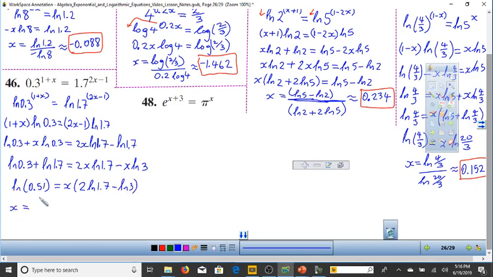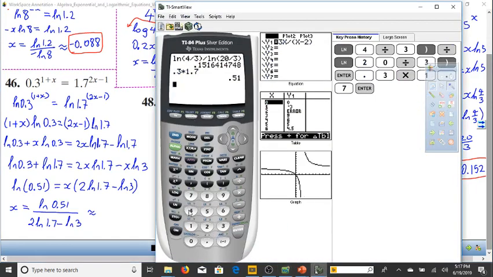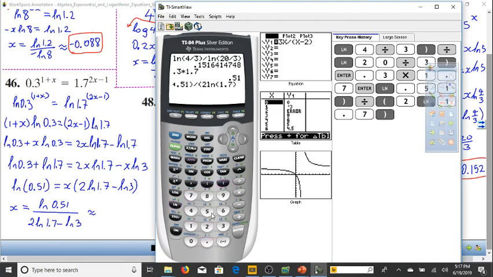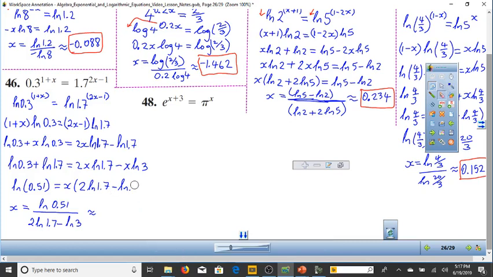So x is equal to ln of 0.51 over 2 ln 1.7 minus ln 0.3. So let's see what that works out to be. ln of 0.51 divided by parentheses 2 ln 1.7, close the parentheses for the ln, minus ln 0.3. I said 3, so I need to make that correction there. And that will give us negative 0.297.